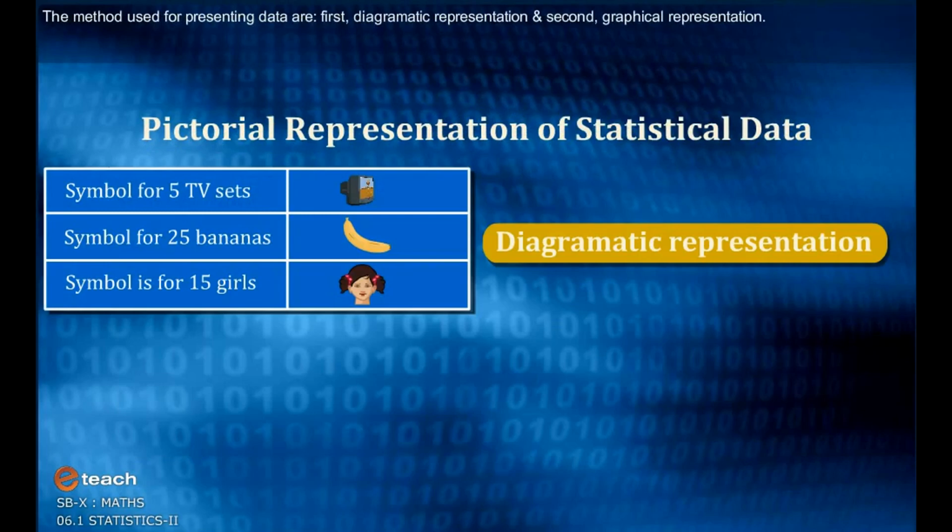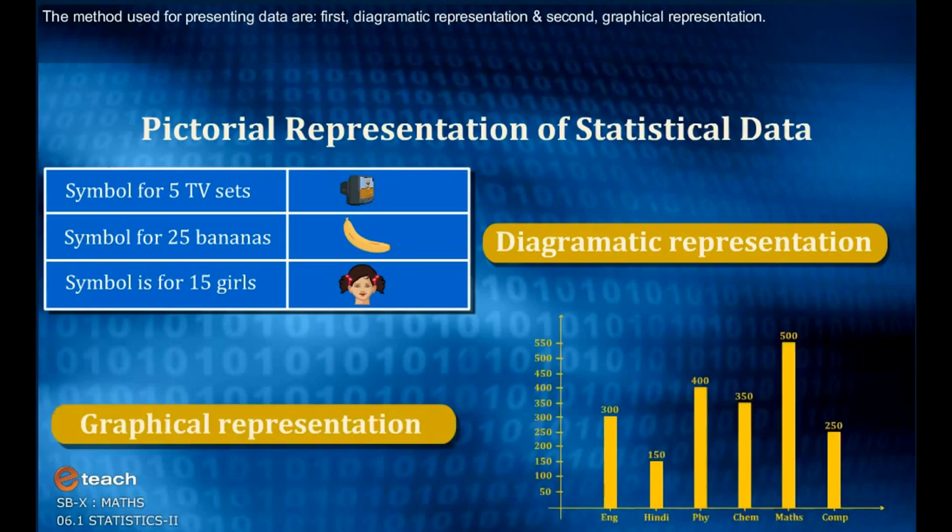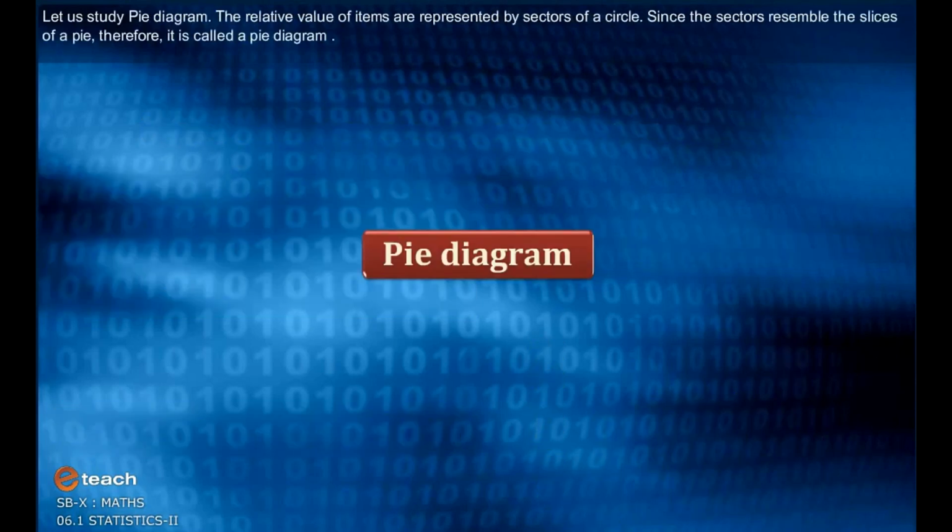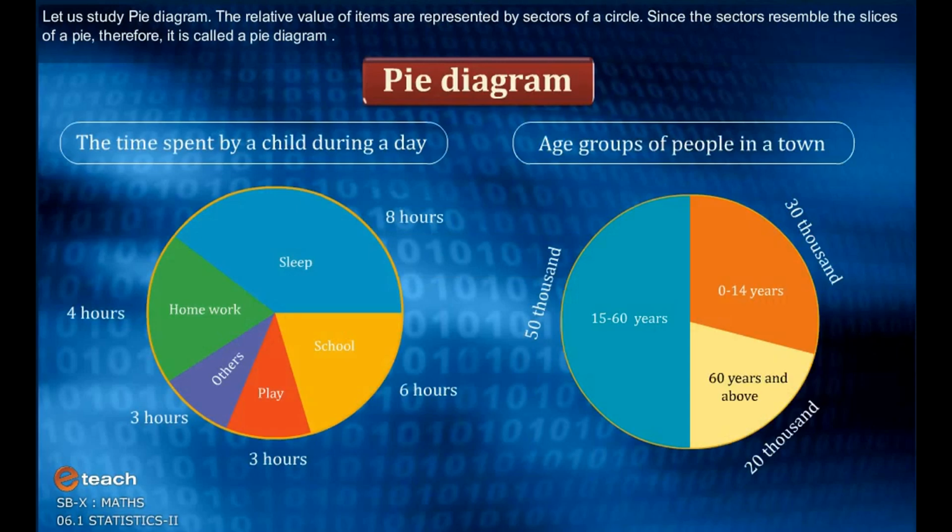The methods used for presenting data are: first, diagrammatic representation, and second, graphical representation. Let us study the pie diagram. The relative values of items are represented by sectors of the circle. Since the sectors resemble the slices of a pie, it is called a pie diagram.